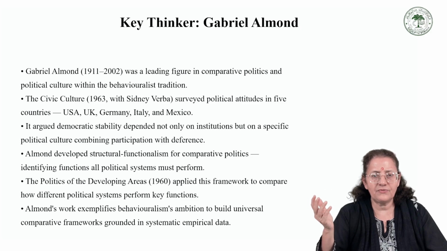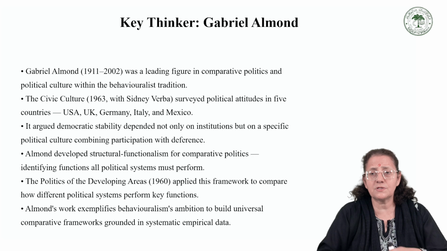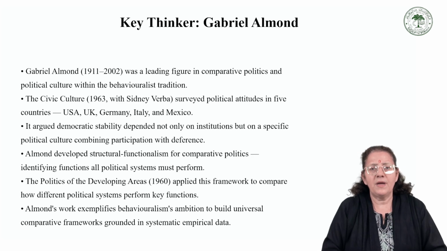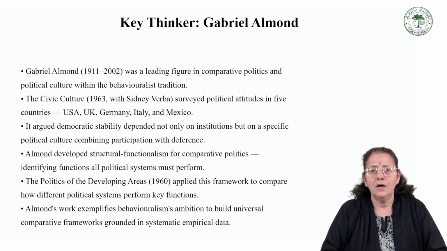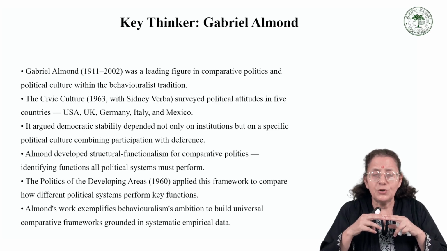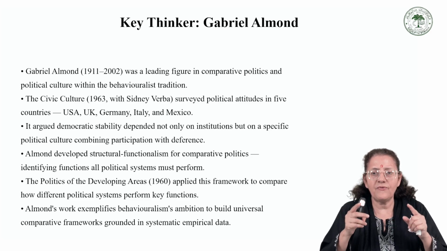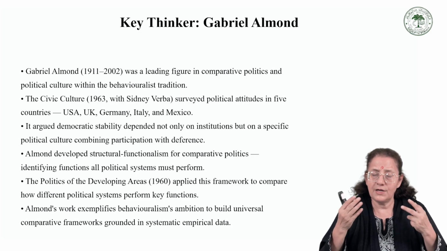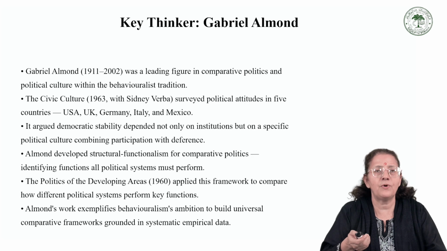Almond also developed a framework for the comparative study of political systems in collaboration with James Coleman and later with Bingham Powell. This framework, presented in The Politics of the Developing Areas, published in 1960, and developed further in subsequent works, used concepts drawn from structural functionalism, a theoretical tradition in sociology, to identify the functions that all political systems must perform and to compare how different political systems perform them.